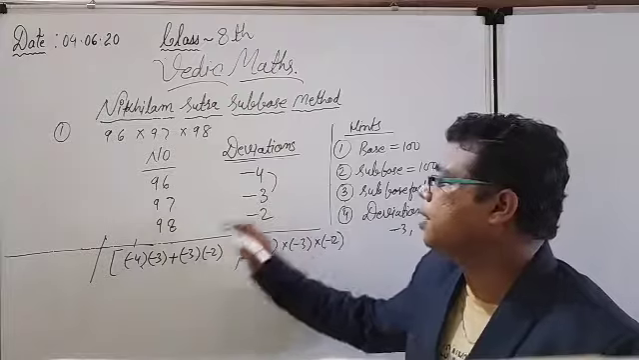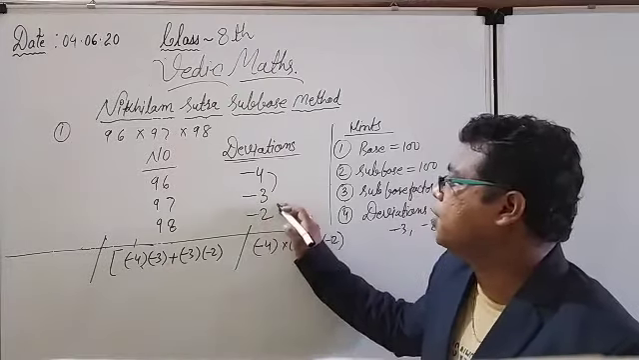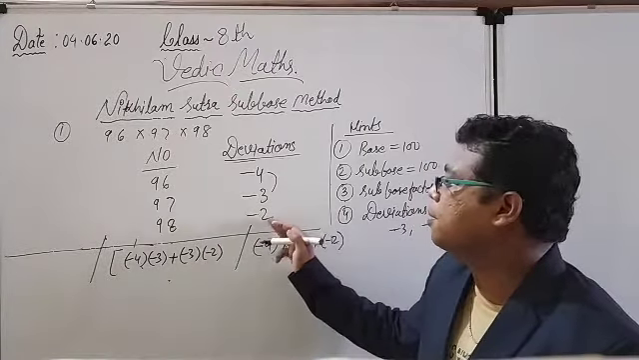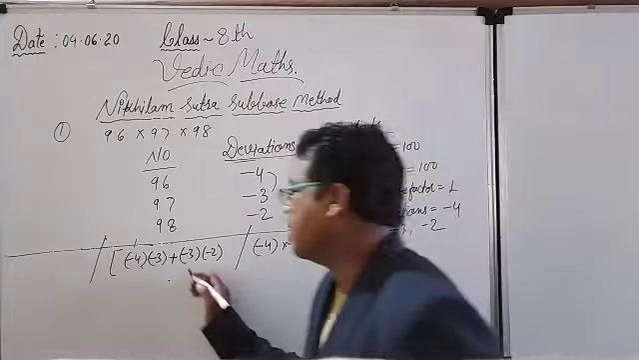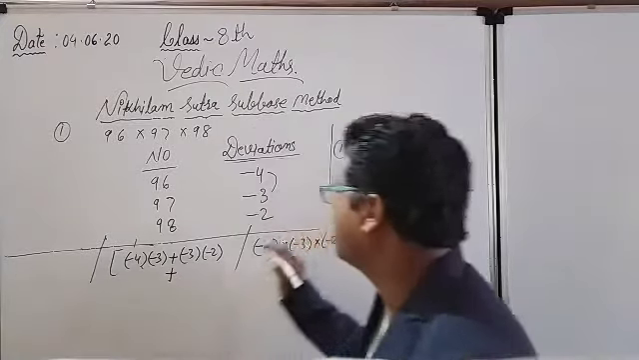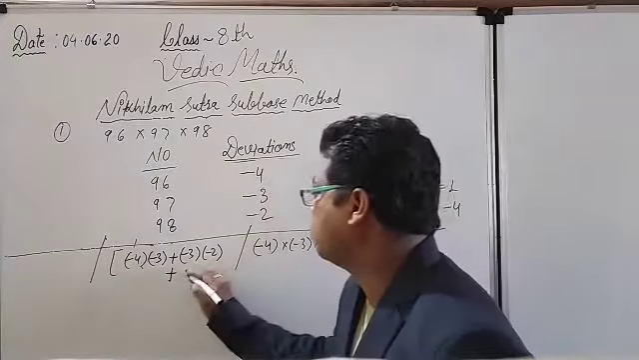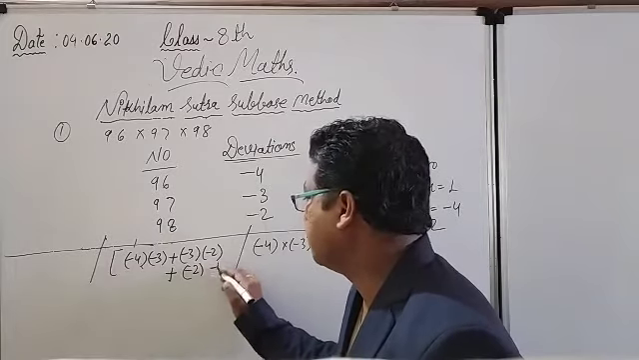Minus 4 multiplied by minus 3. After that addition means plus. Minus 3 multiplied by minus 2. Again after that a plus sign. And what remains? Minus 2 and minus 4. So minus 2 multiplied by minus 4.